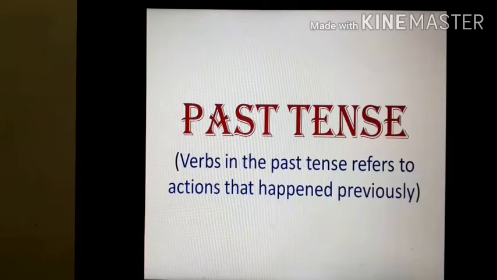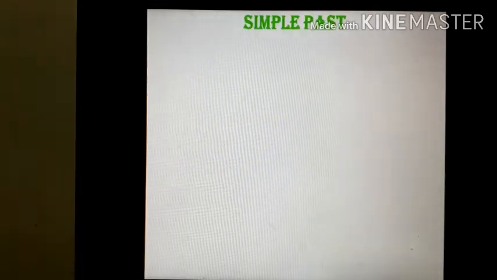Today we are going to learn about past tense. So let's get started. Here it is, past tense. Verbs in the past tense refer to actions that happened previously. Today in our lecture we are going to read about simple past tense and past continuous tense. So let's get started. And here it goes.